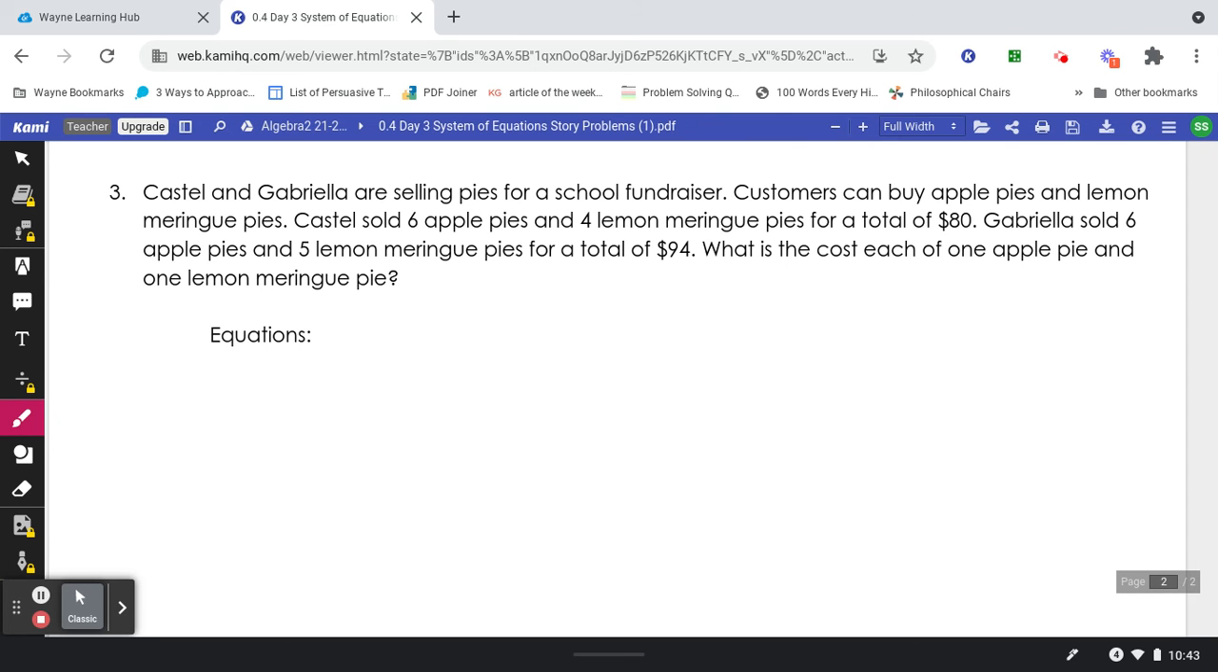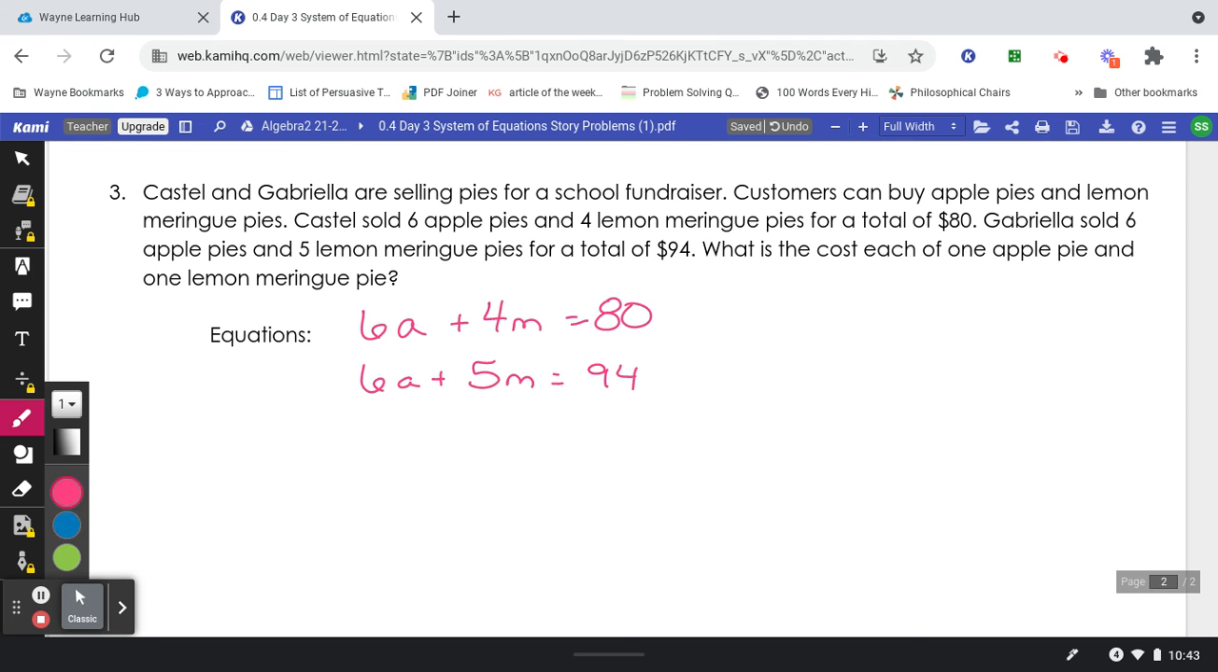So on the front side, we are putting all the money into one category. That had to do with the prices. This time, we're going to base it more on the person. So we're going to put all of Castell's numbers in the same equation. So 6 apple pies. Let's do apple for A. And 4 lemon meringue. I'm going to call that meringue. M equals 80. So those are all Castell's numbers. I'm going to do the same thing for Gabriella's. 6 apple plus 5 lemon meringue equals $94.